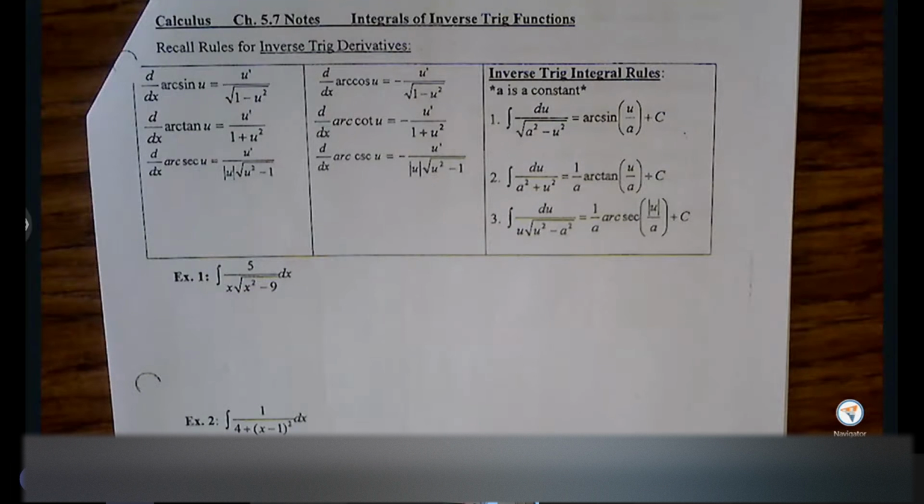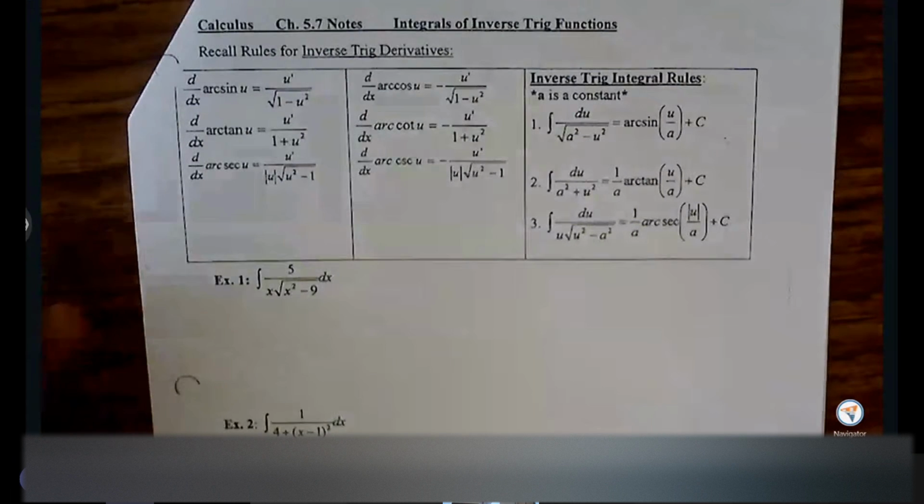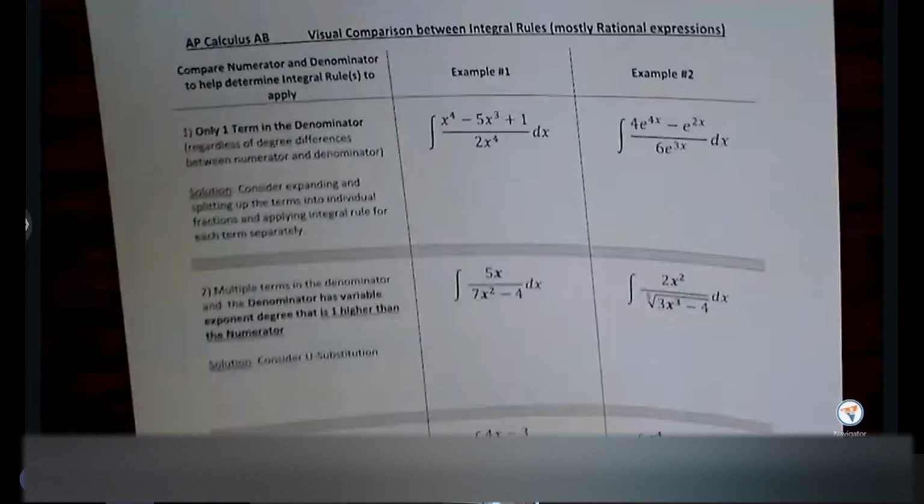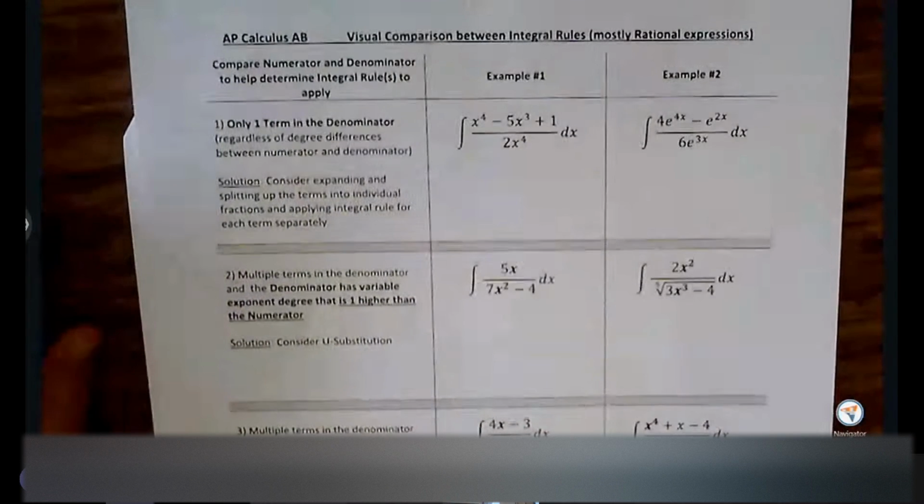I created a document that I put up on the website just this morning, maybe last night, where I created examples of very similar looking rational functions. I want us to be able to see the distinction by comparing the degrees between numerator and denominator to help us decide what rule to apply. So I have this document here. You don't have it in front of you, but we'll come back to it and revisit this, and it's also on the website.